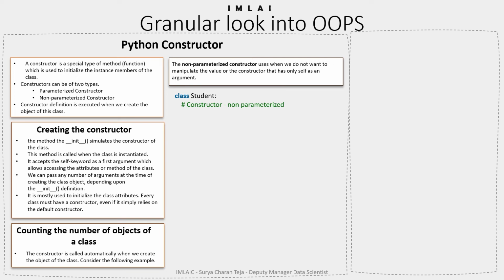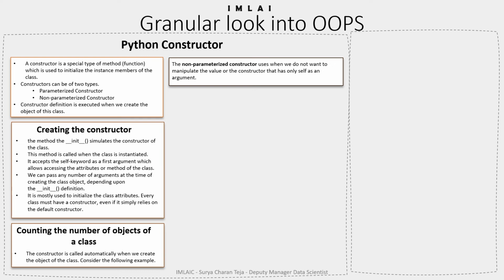Again, the class is Student. The constructor type is non-parameterized, so self. Basically, if you do not put anything else, then it's called a non-parameterized constructor.